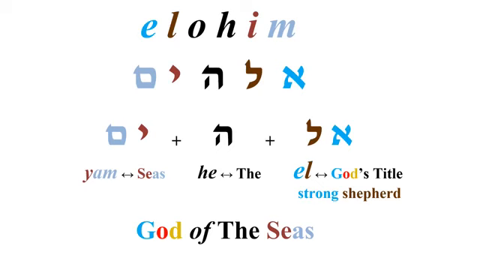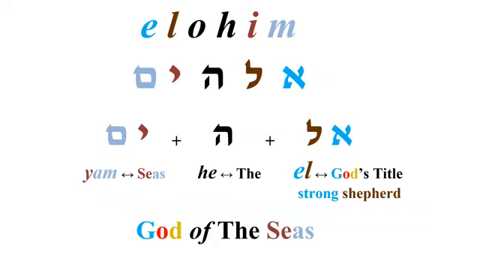If you break Elohim down in 3 parts, you have the first 2, Aleph Lamed, which is El, which is God's title, the strong shepherd. And then you have the Hey, and what did Hey represent? Hey represents the. And then the last 2 letters, Yud Mem, is the word Yam, which is the word for seas. Remember I told you Mem had water, chaos. The seas are always churning, and so Elohim could be God of the seas also, which is again pointing to his power.